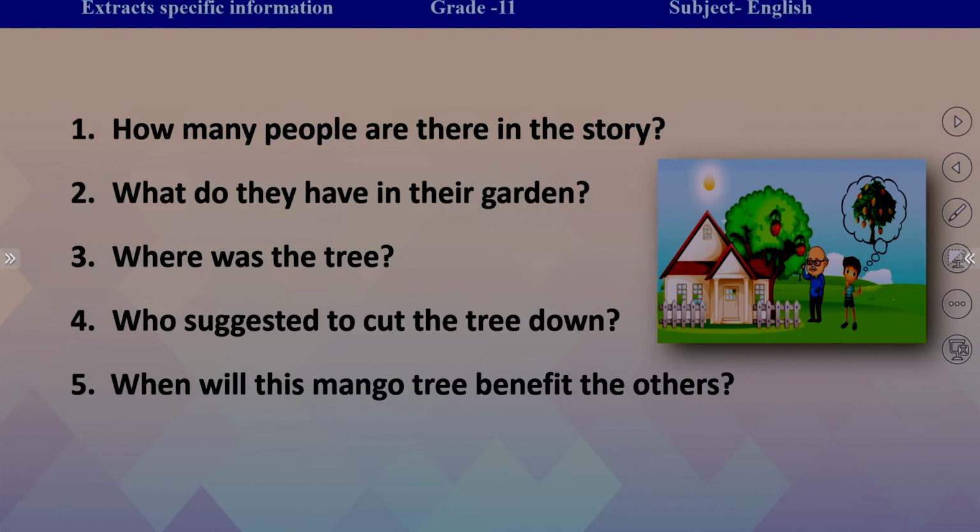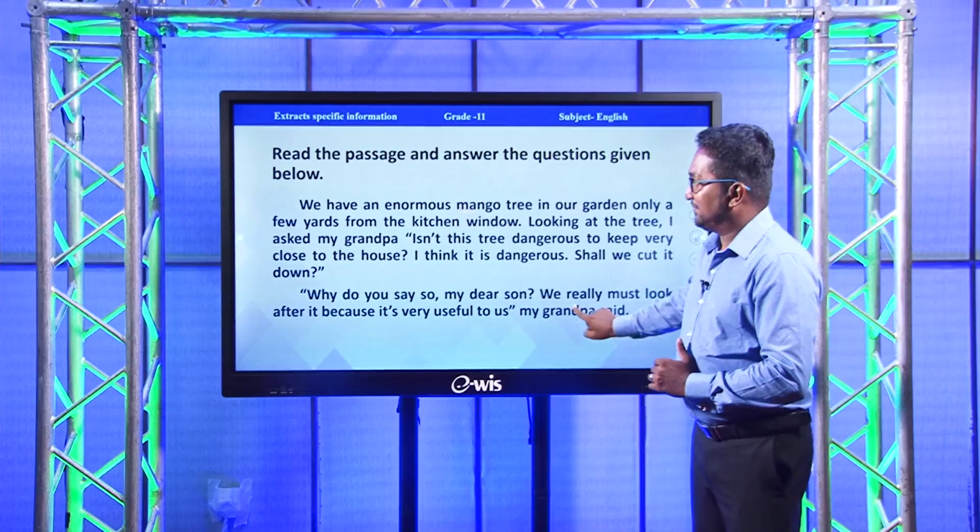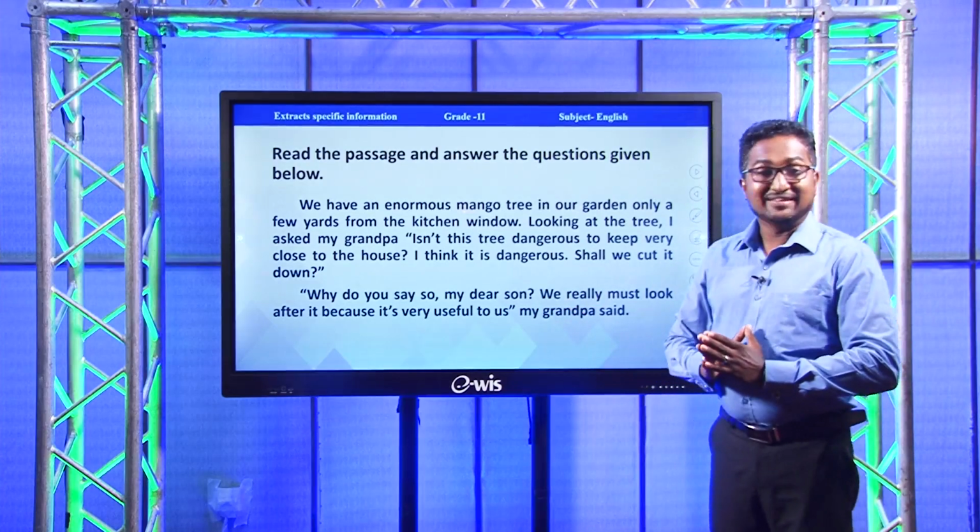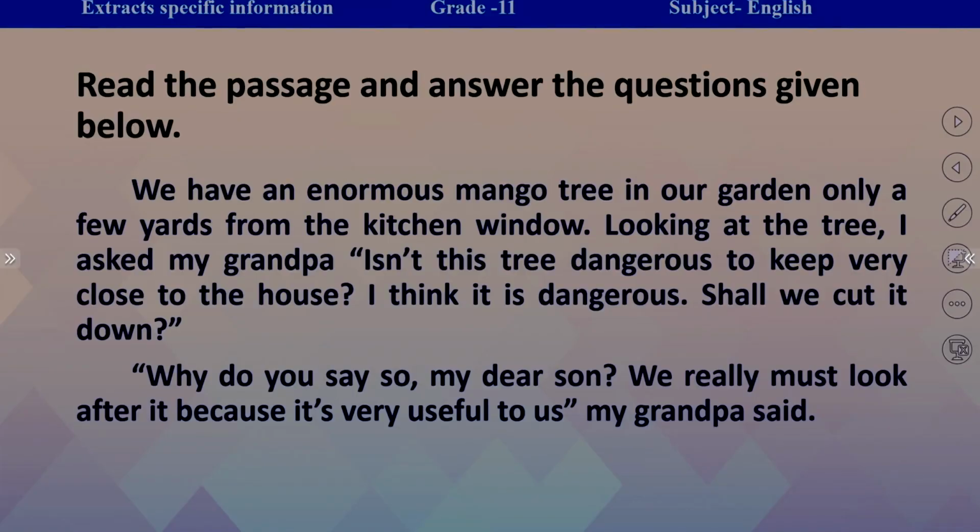How many people are there in the story? What do they have in their garden? Where was the tree? Who suggested to cut the tree down? When will this mango tree benefit the others? Now this is your time to take down the questions. If you are ready, we'll go to the paragraph. Right. Shall we read it? Now you can follow me.